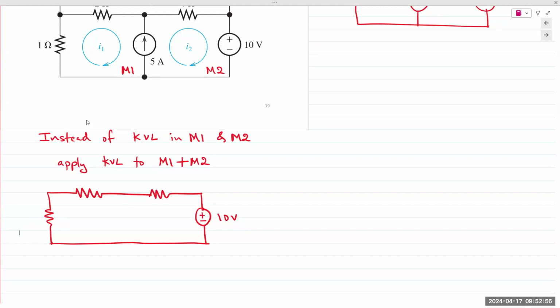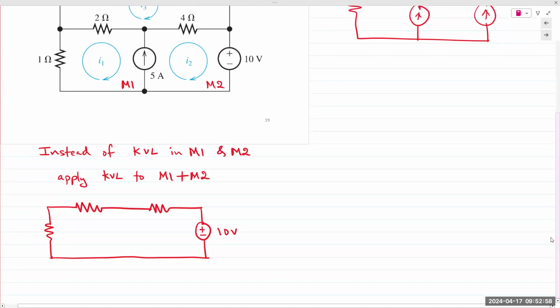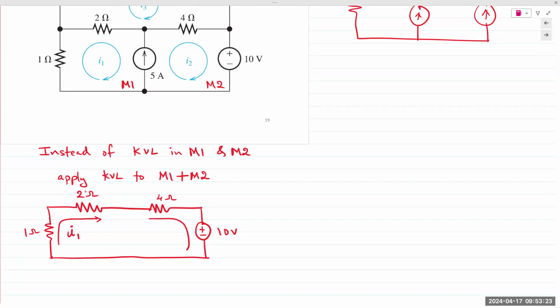So this would be M1 plus M2. This is 2 ohms. This is 4 ohms, 1 ohm, and 10 volts. Now, the thing to be careful about is you do not assign a new mesh current. The mesh currents for each resistor remain the same. Meaning, for M1, you still have I1, and for M2, you still have I2.